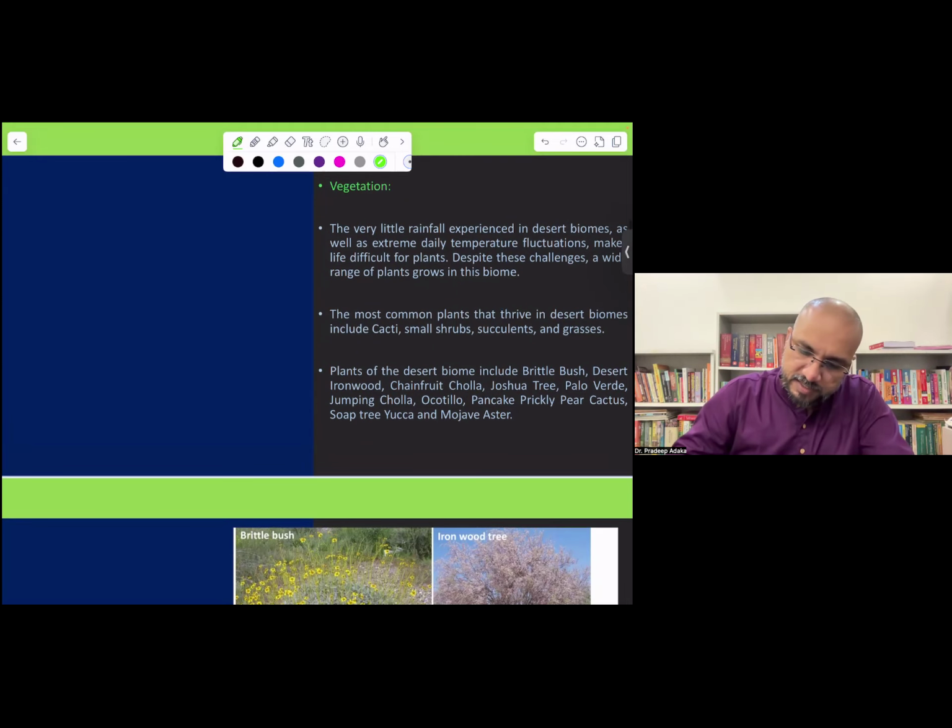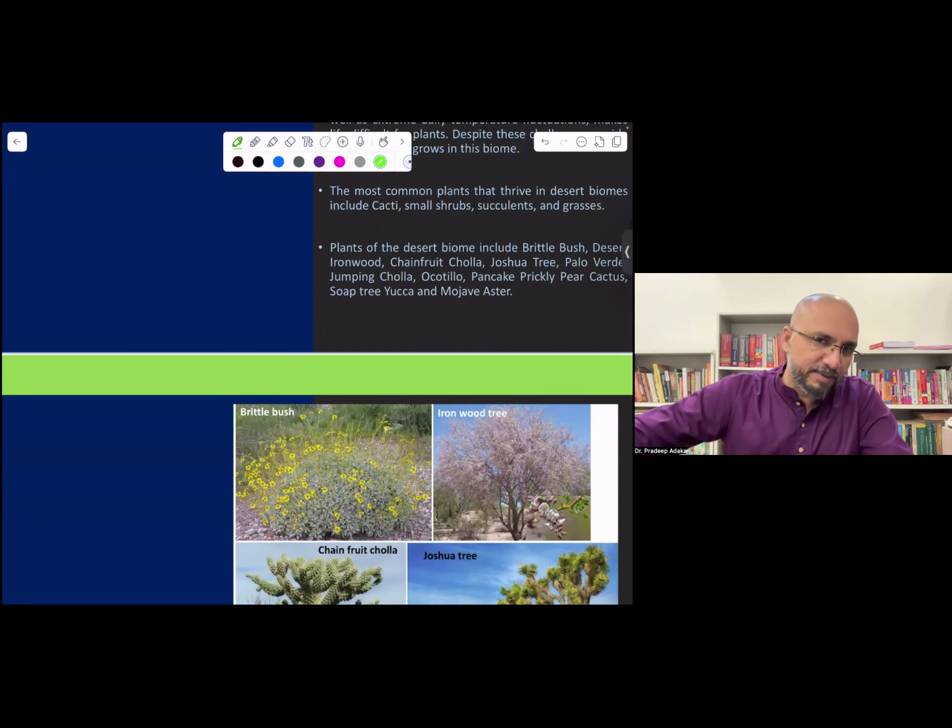So the very little rainfall experienced in desert biomes, as well as extreme daily temperature fluctuations, make life very difficult for the plants. Despite all these hardships, plants do grow here. They have adaptations to survive in these harsh conditions.